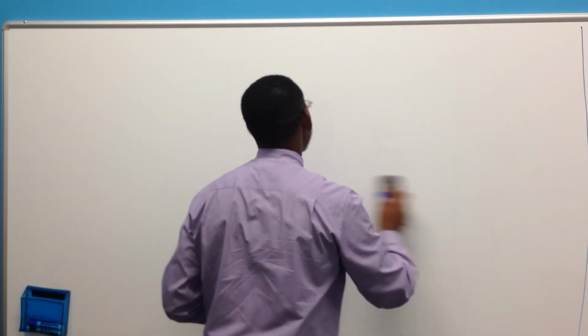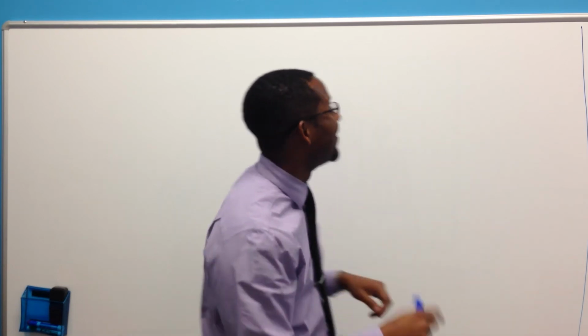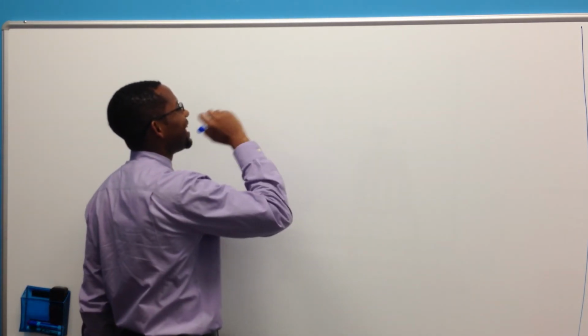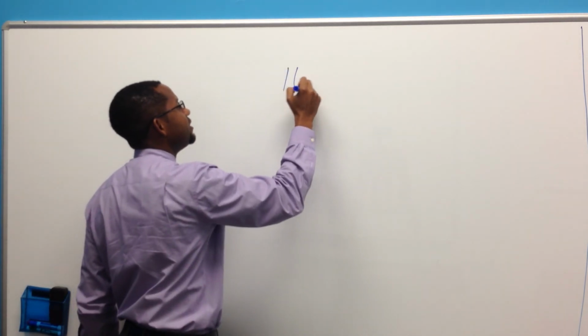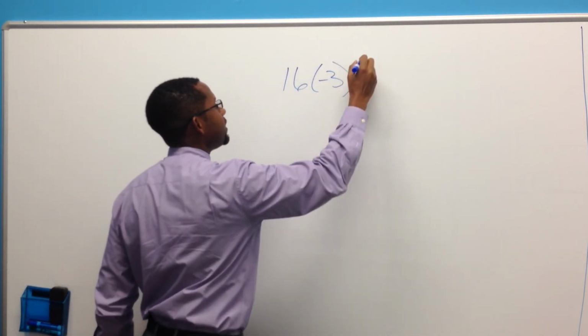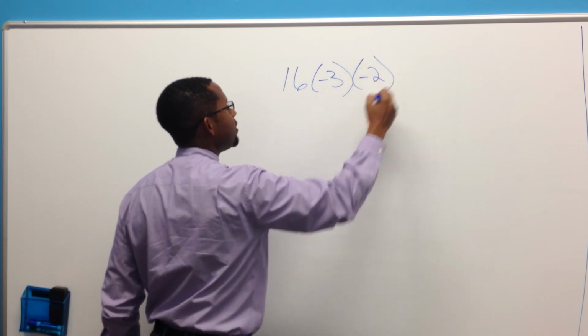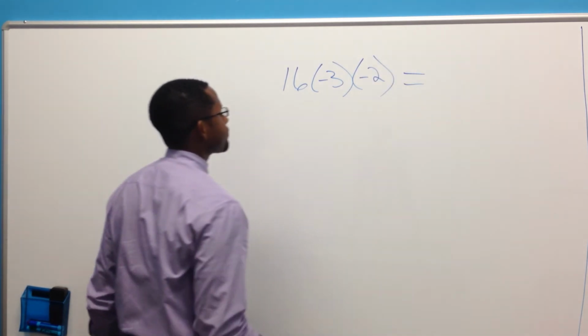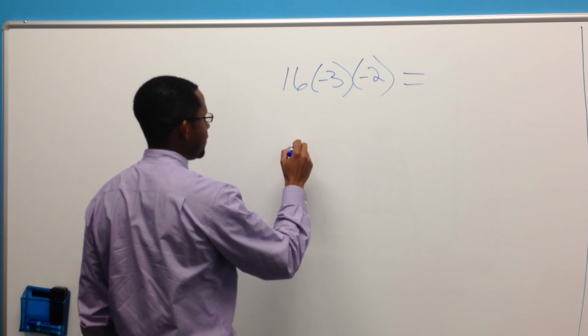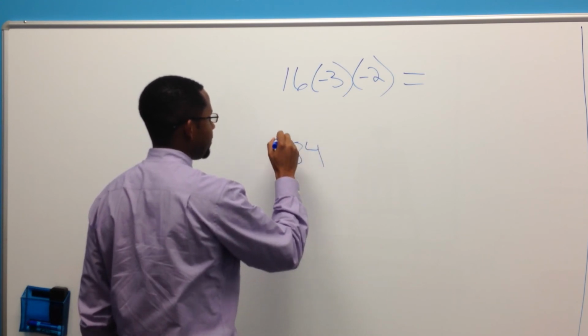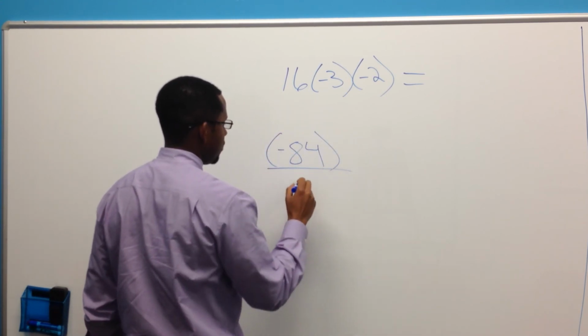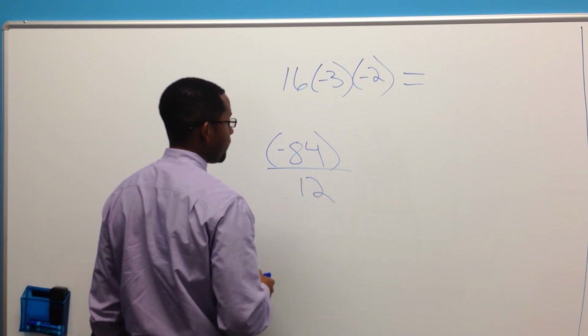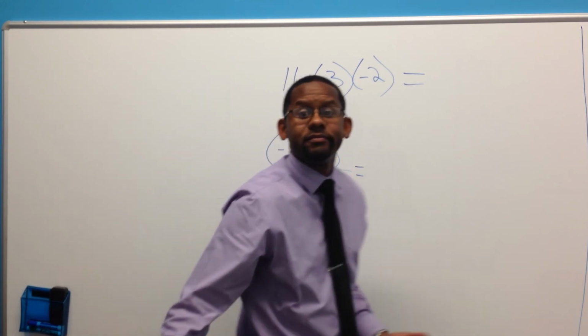The last 2 problems I do want you to do. So again, I want you to do these next 2 problems on your own. I didn't want you to do the last one. I want you to do this one. It says 16 times -3 times -2. I want you to solve that. And I want you to solve -84 over 12. Those are the last two. That's all I want to see.